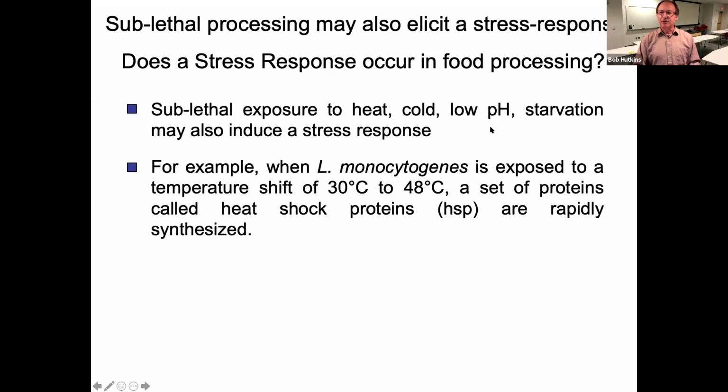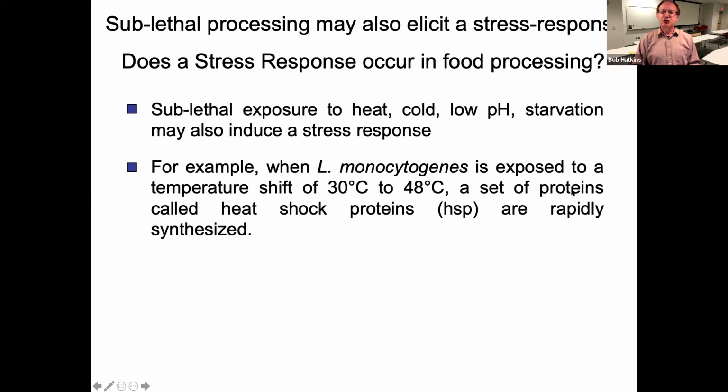So for example, Listeria is exposed to a temperature shift of normal temperature, 30, to 48. Now 48, remember, that's why I said, you gotta remember those kind of pasteurization conditions. Pasteurization of milk is 62.8 for 32 minutes. So this is way below the temperature that would kill Listeria, okay? It causes a stress. So it's pretty warm, 48. It's pretty warm, but doesn't necessarily kill them.